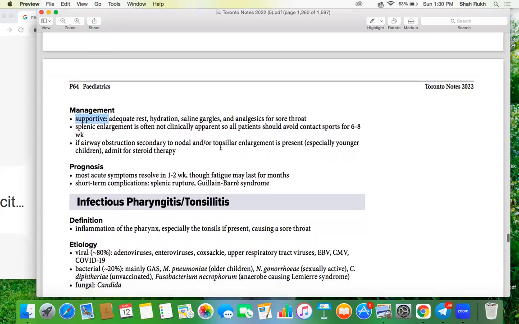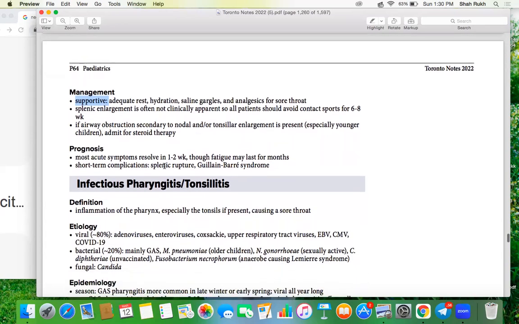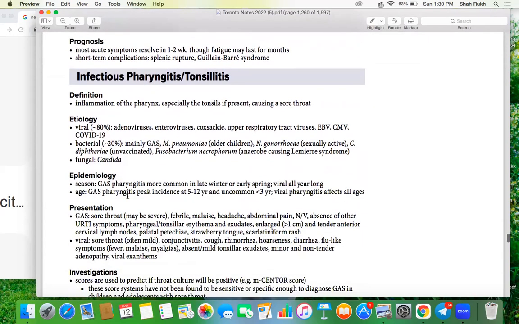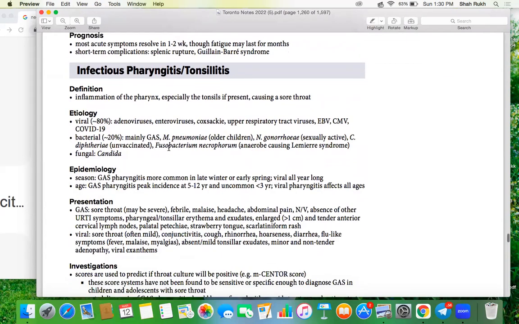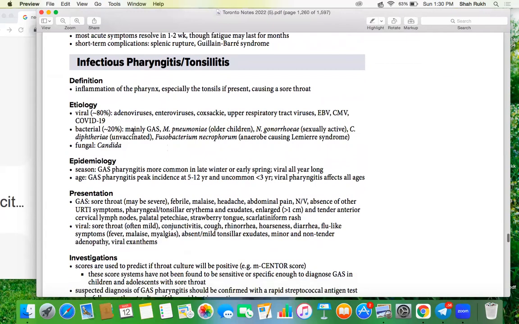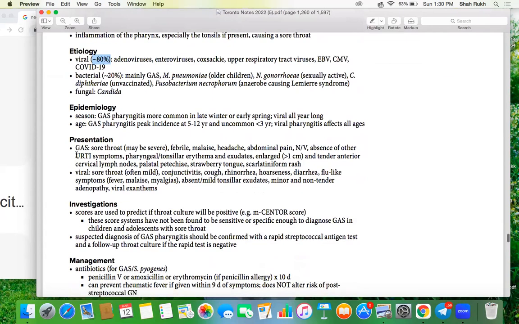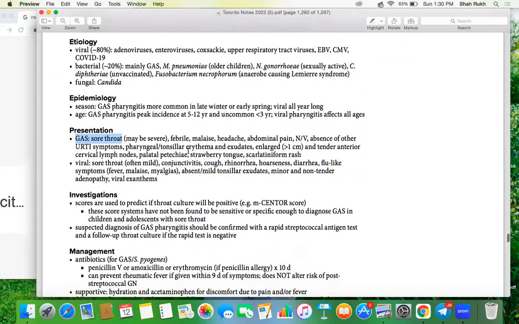Airway obstruction, what are you going to do for the tonsillar enlargement? Prognosis is good. Then infectious pharyngitis, this would be the last topic we will cover. So, infectious pharyngitis and tonsillitis, you need to know which organism. Mostly it is viral, so it will resolve by itself. GAS can present with sore throat and everything. These are all written here.